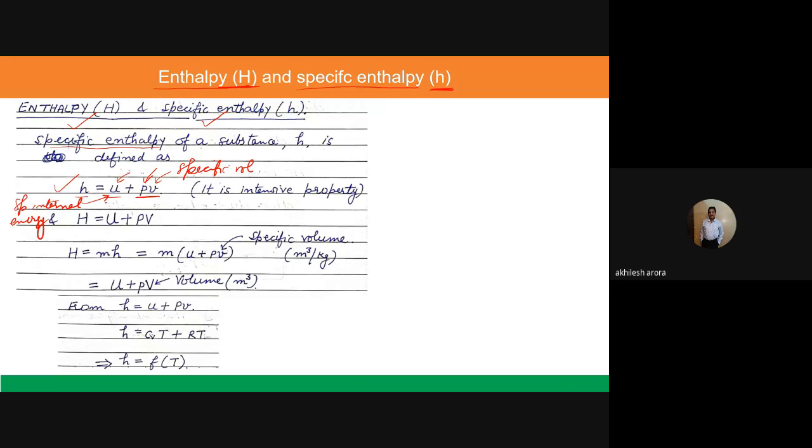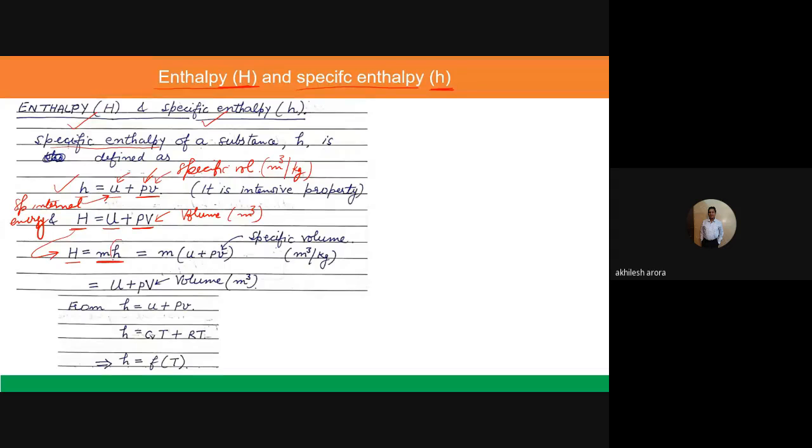Okay. And if I want to calculate the value of the enthalpy, then I have written here capital U plus PV. Here this V is actually volume, so volume in meter cubes. If it is specific volume, it is meter cubes per kg. Otherwise, I can also write enthalpy, which is equal to M into H.